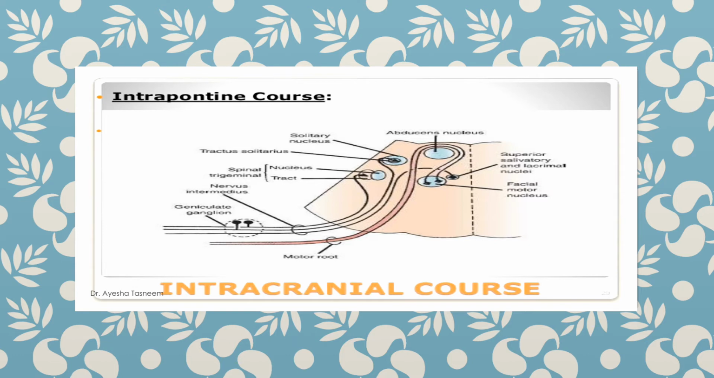Firstly, we come to the intracranial course and its intrapontine part. The fibers from the motor nucleus course through the pons and take a sharp bend around the abducent nucleus. Here you can see the sharp bend that has been taken over the abducens nucleus, producing the internal genu of the facial nerve, and they leave the pons between the nucleus of the spinal tract of the trigeminal and the facial nucleus. Here you can see how this motor root passes.